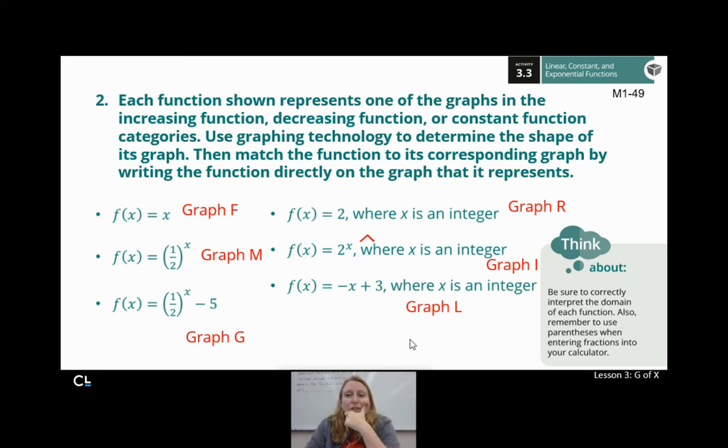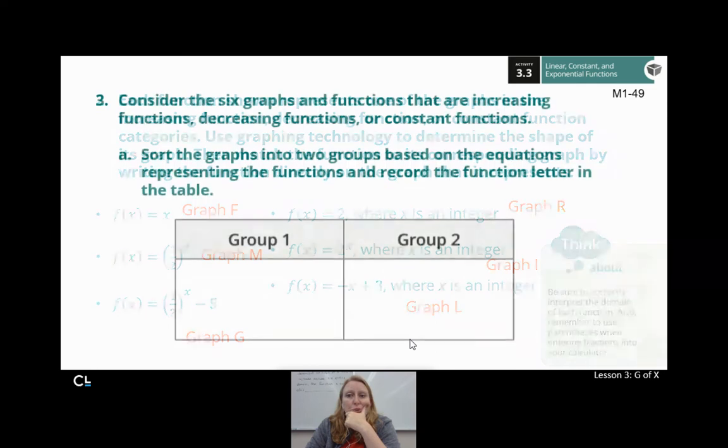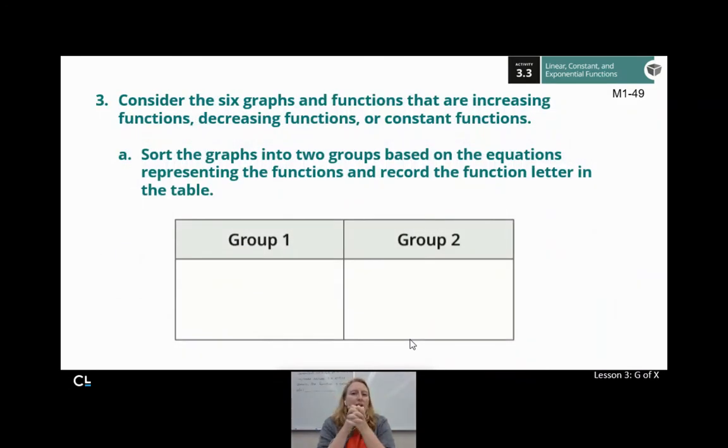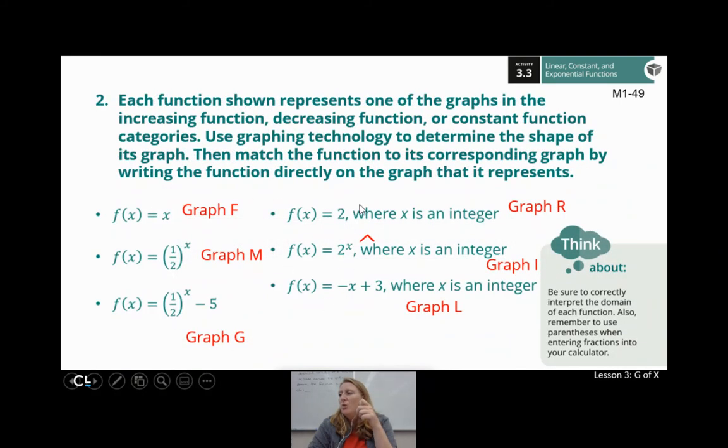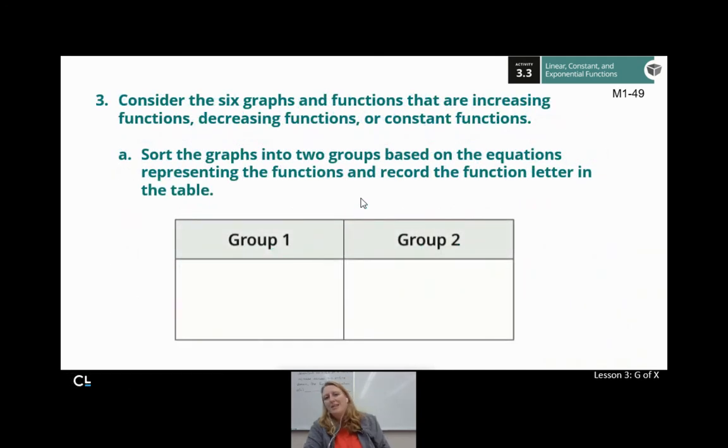And now I'd like you to sort these into two groups. So consider the 6 graphs that are increasing, decreasing functions. I would like you to sort these that you just did into two groups based on the equations representing the functions. Can you sort them into groups based on the equations that you now have written on your graphs? Go ahead and hit pause to sort, hit play to keep this party going.